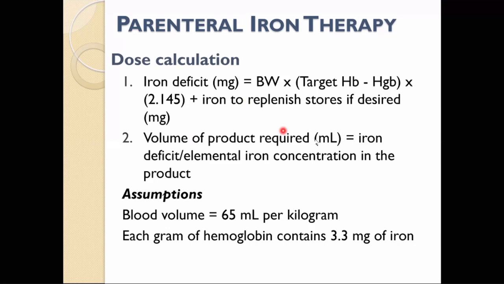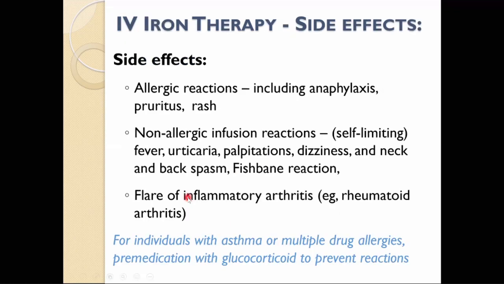So the volume of product needed would be the iron deficit that you calculate divided by the elemental iron concentration in the product, right? This is just for interest's sake. You need not calculate this, but practically when you're giving it, you will have to make a rough estimate and give iron, right?